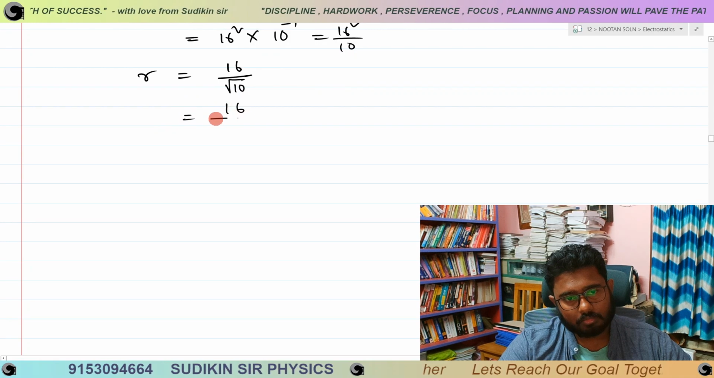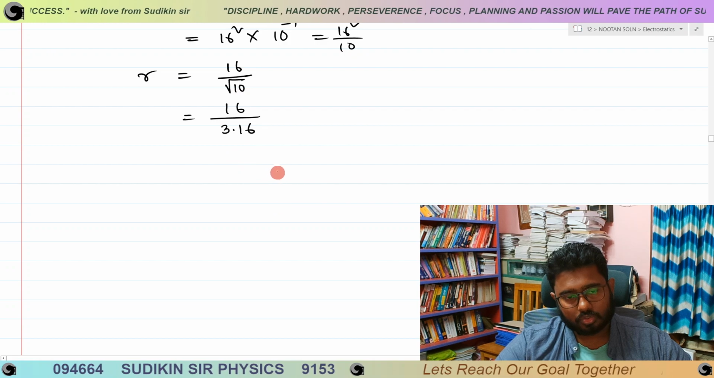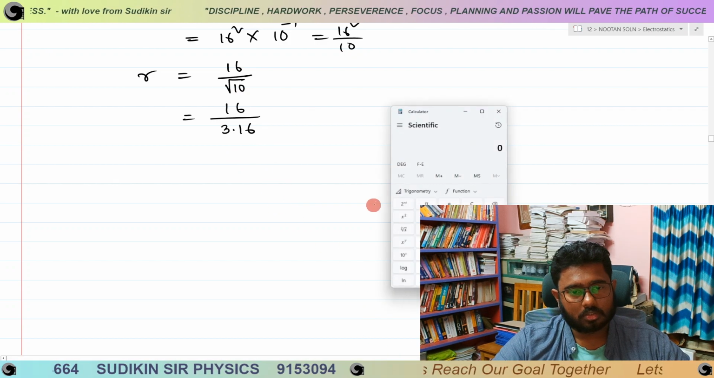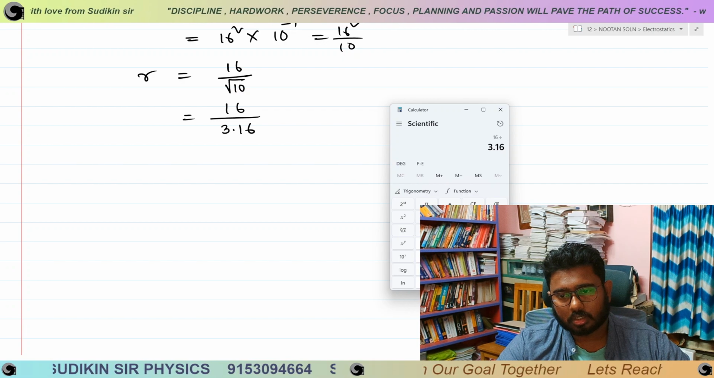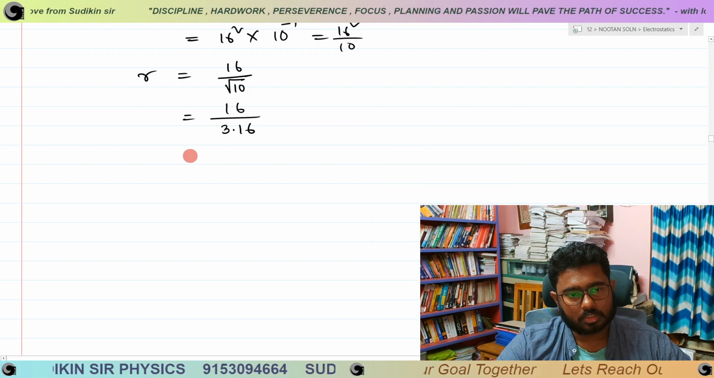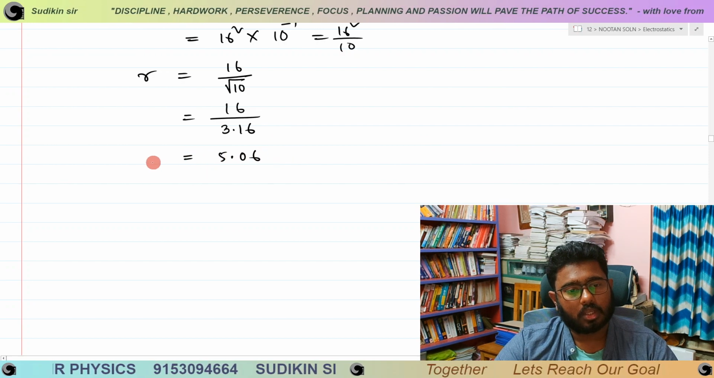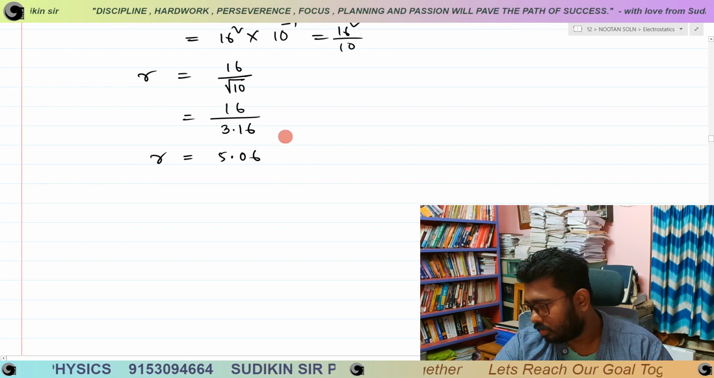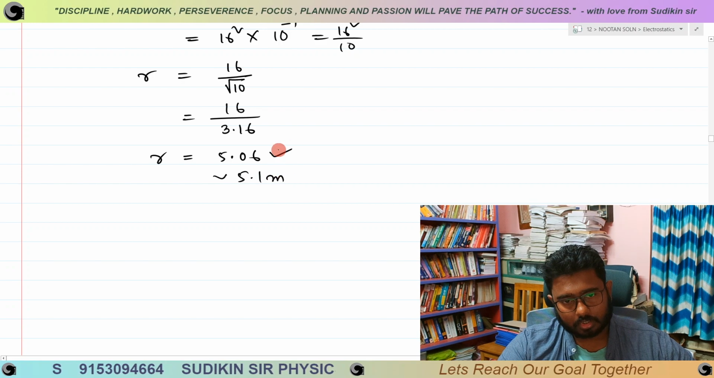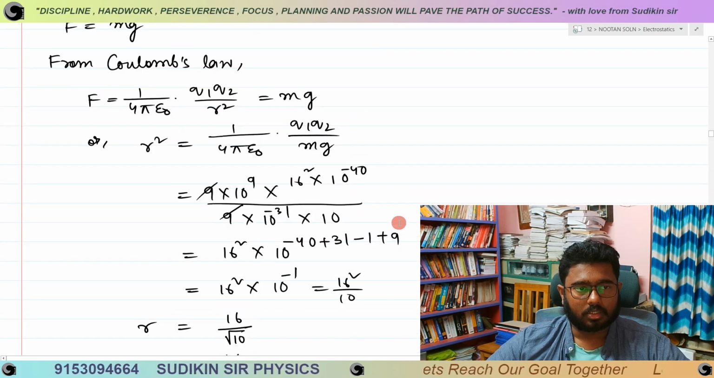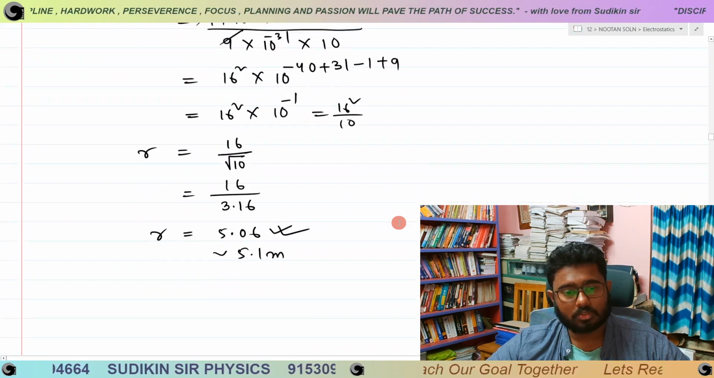Now root over 10 is approximately 3.16. So let us do the calculation. That will be 16 divided by 3.16. So it becomes 5.06 approximately. The answer is given as 5.1. The answer in the book is 5.1 meter, but this is good. Next they are asking what will be that in case of protons.